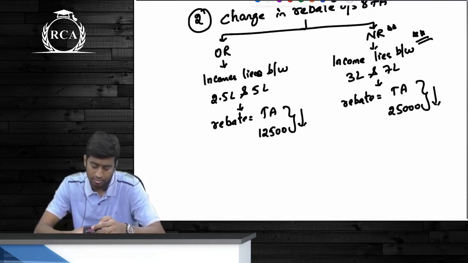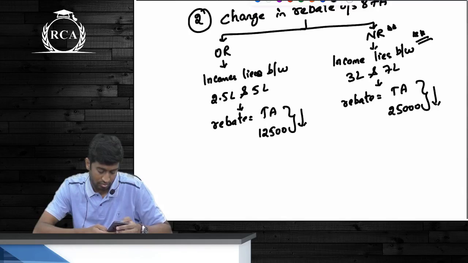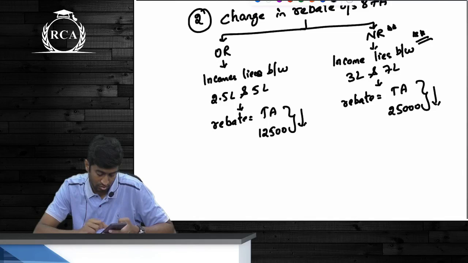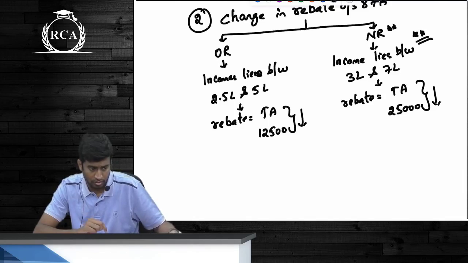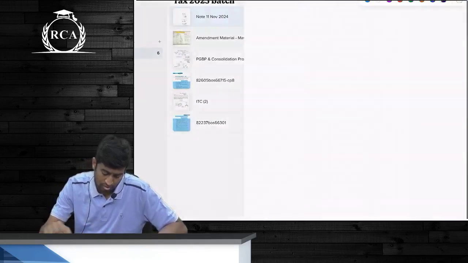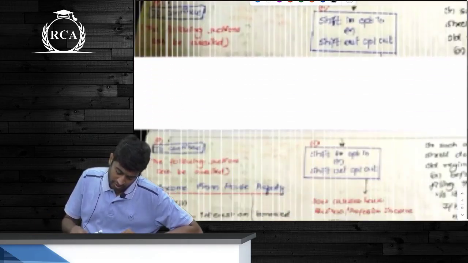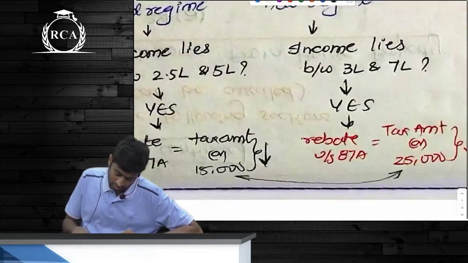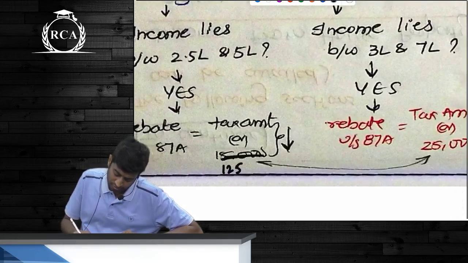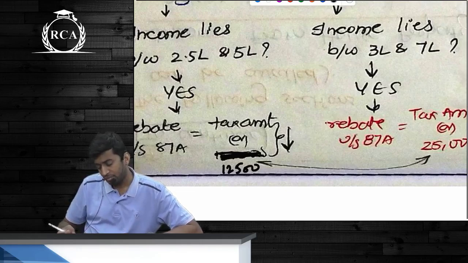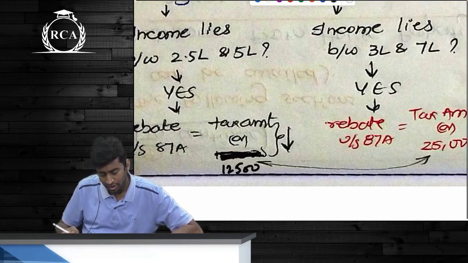Let me check once. One second. No, it's 12.5. Here please make a change. The student did not write properly. Here it is 12,500 only. Page number 4 or 5. Amendment came only for the new regime.